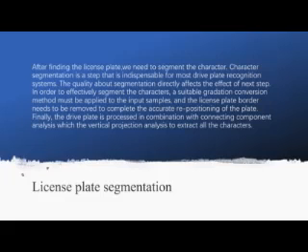In order to effectively segment the characters, a suitable gradation conversion mask must be applied to the input samples, and the license plate border needs to be removed to complete the accurate representation of the plate. Finally, the license plate is processed in combination with connected component arrays, which the vertical projection uses to extract all the characters.